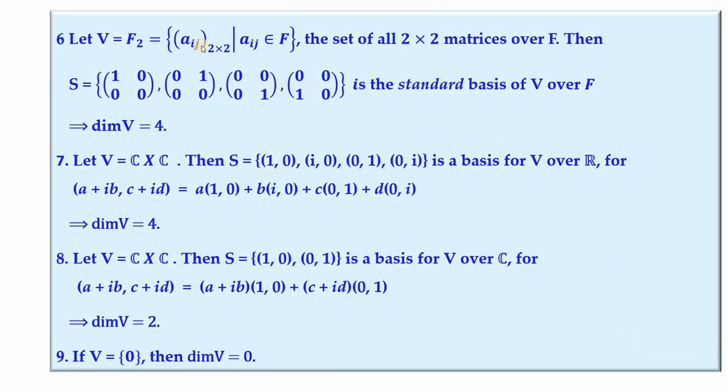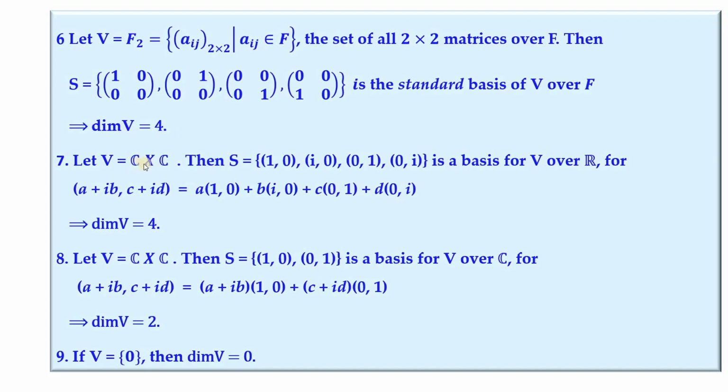Next, the collection of all 2 by 2 matrices. So we know that this is also a vector space over F. Then these are the basis elements. They are 4 in number, and therefore dimension of V is 4.